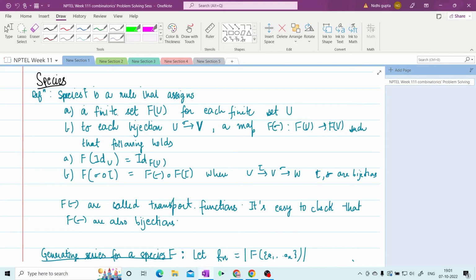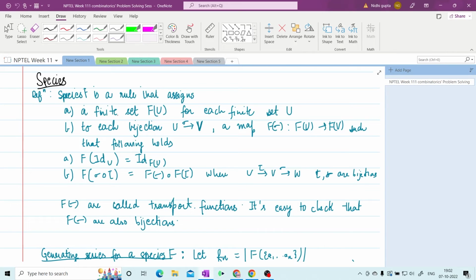And if we have a bijection between any two finite sets, U and V, then this species F also assigns a map F[sigma] from F[U] to F[V], and this rule should satisfy the following conditions. So we have the identity bijection: if we have a set U, we have the identity transformation, which is a bijection. This rule should send the identity of U to the identity of F[U].